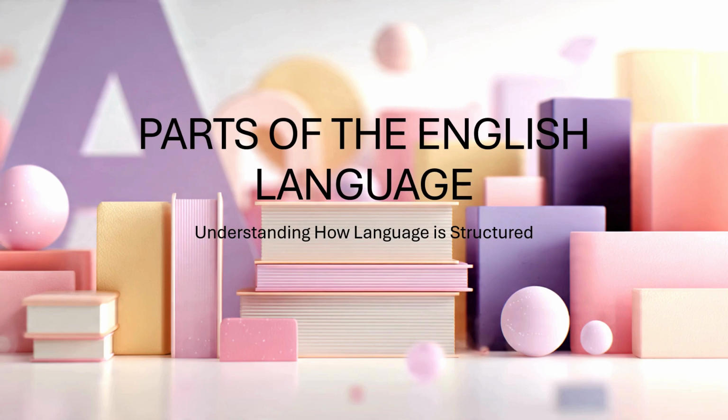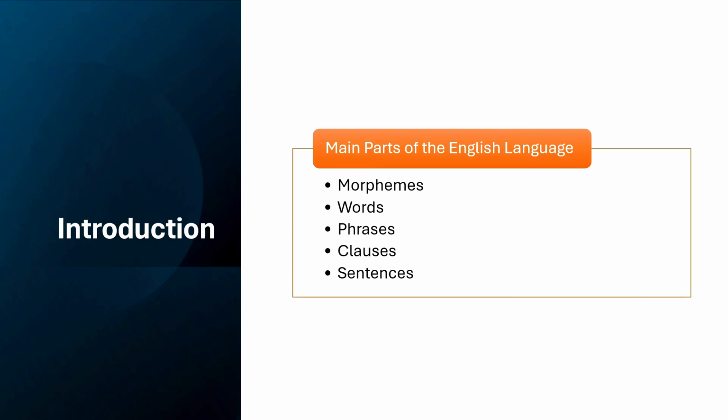Today, we are going to understand the structure of the English language. By the end of this lesson, you will clearly understand how language is built step by step. The English language is made up of 5 main parts that work together to create meaning. These parts help us understand how words are formed and how sentences are constructed.